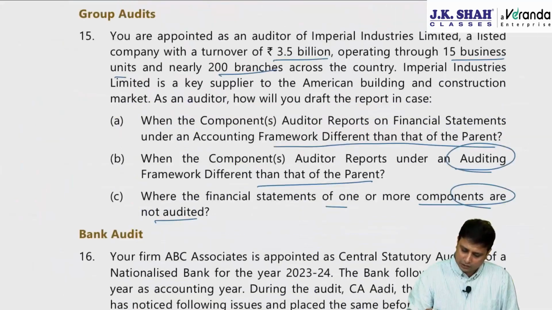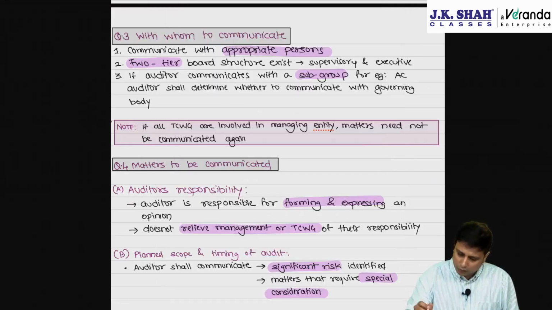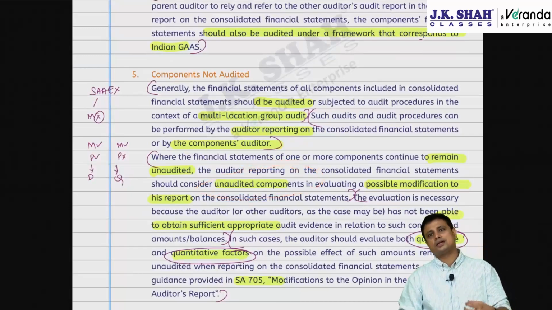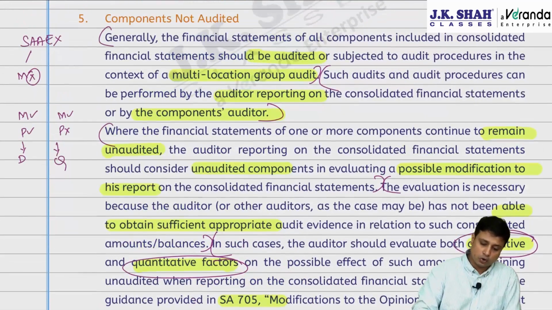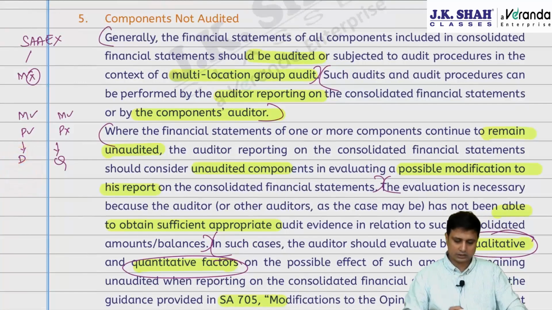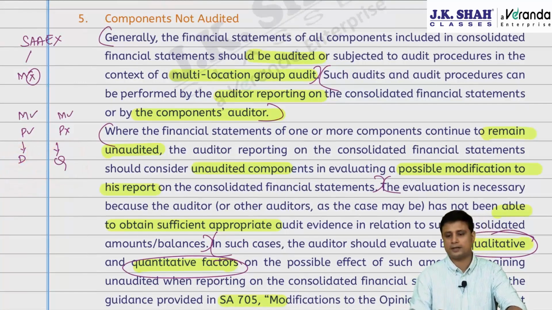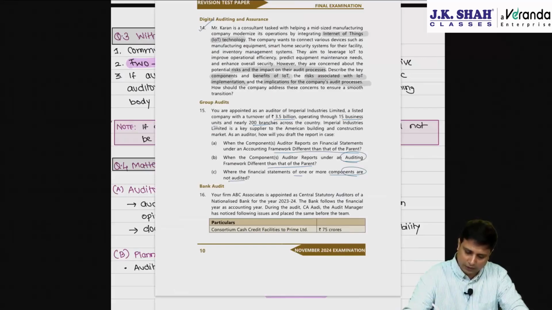Next, last point: if there are certain components which are not audited, then we need to evaluate what the pervasiveness is. We need to evaluate whether it is material. If it is material, then we have to modify our opinion as per SA 705 because the auditor is not able to obtain sufficient appropriate audit evidence. If it is material and pervasive, we will end up giving a disclaimer of opinion, whereas if it is material but not pervasive, we will give a qualified opinion. So this is for components which are not audited. Right? So this was our question number 15.